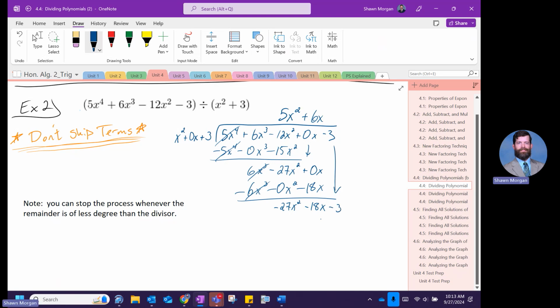Good. And that -3, we bring it down. Freddie, what do you want to multiply by? Am I going too fast, by the way? Or are we okay? Okay, so we'll slow it down just a bit. Freddie, what times x squared will get me -27x squared? Good. So we're going to put that up top.